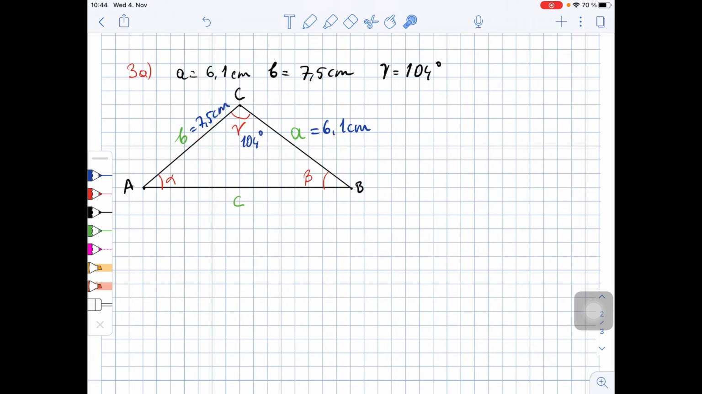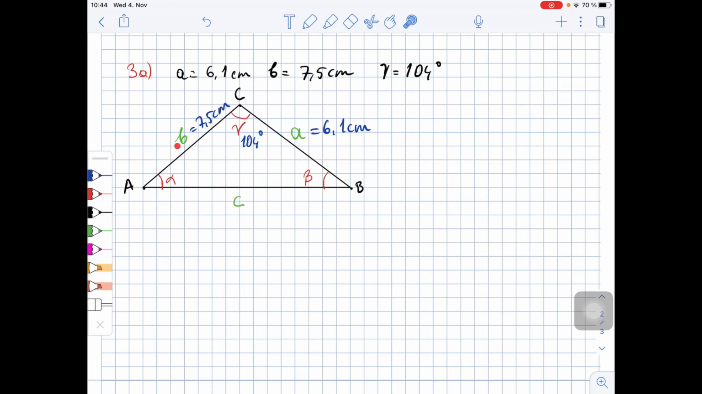What rules am I going to use? Sinus rule or cosinus rule? I only know one angle, so I cannot use the sinus rule, okay? What rule can I use? Only the cosinus rule. In other words, if you know two sides and the angle between them, you can use the cosinus rule. What does the cosinus rule say?